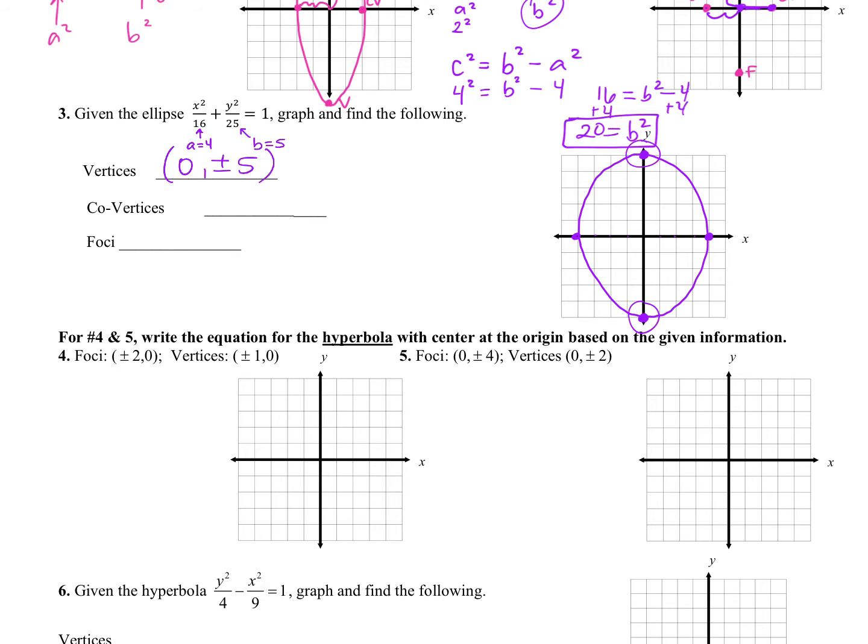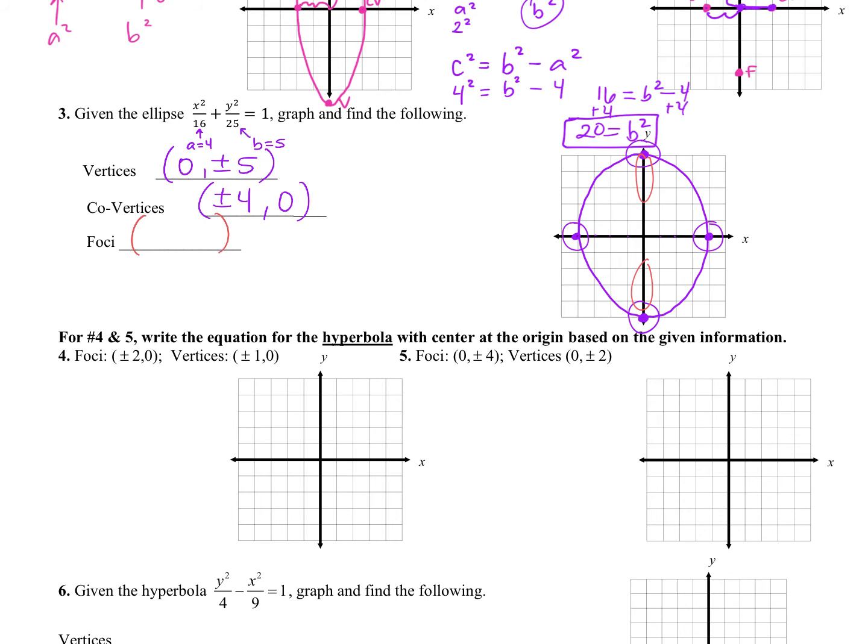Our co-vertices are the left and the right, those two. So that's going to be your x value, plus or minus 4 and 0. Okay, if you like to write it as 0, 5 and 0, negative 5, that's fine too. This is just a simpler way to write it. So then we need to find the foci, and we know the foci are going to be somewhere here and here because they have to be on the same axis as the vertices, okay?